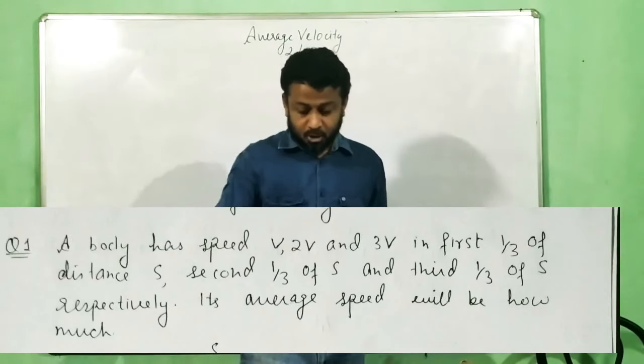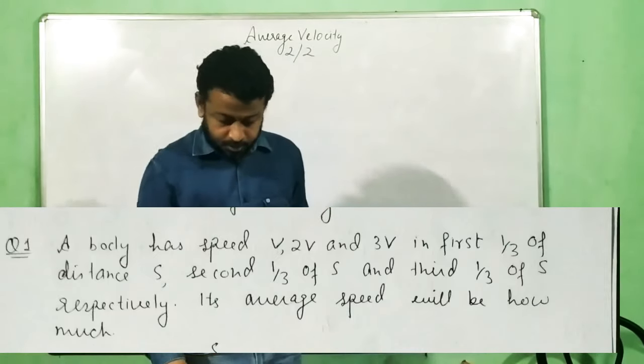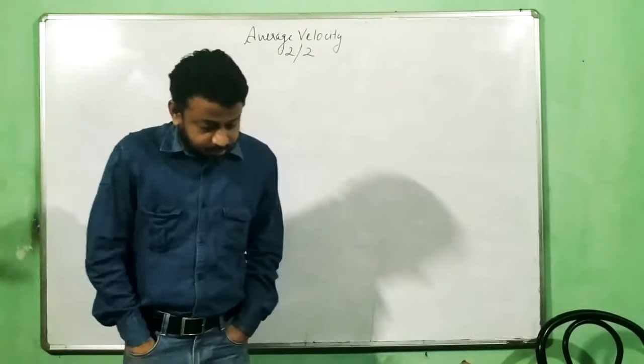I suggest you pause the video for some time and read the question properly. Now since you have read the question, the question is like this: a body has speed v, 2v and 3v in the first 1/3 of distance s, second 1/3 of s and third 1/3 of distance s respectively. Its average speed will be how much?